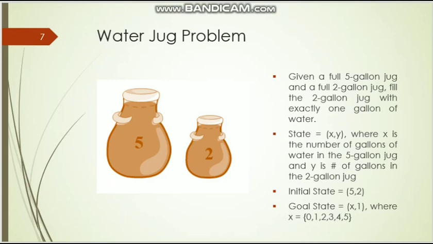There is no such condition given. X can be anything from 0 to 5, but y should be 1. So the goal state is basically x comma 1. I think the problem is clear now. Okay, so how can we design the state space of the water jug problem? Initially we consider the initial state as 5,2 and the goal state should be x comma 1, right? Where x is any number from 0 to 5.